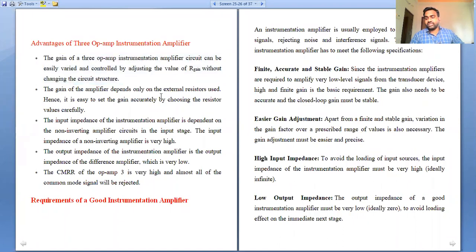That means by adjusting the gain value, we can control the op amps. We control the gain of the operational amplifier, and the gain is only dependent upon the external resistance we are using. It won't depend upon any internal resistances or any input resistances. The gain of the operational amplifier is purely dependent upon the external resistances.